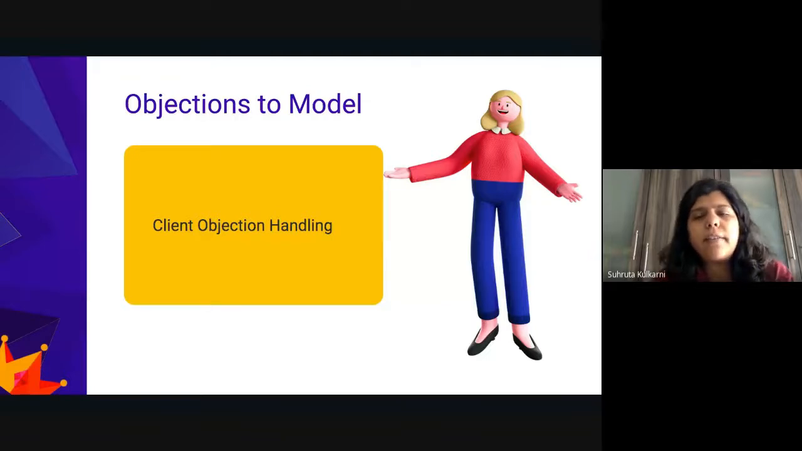Objections to the model: typically, clients will come and say, "No, this doesn't work. This is something which is wrong. How come you're showing very low profits to us?" Clients don't like that when you show them the real picture. So, as a financial modeler, are you able to do that client objection handling? That is something you would like to check during the interviews.